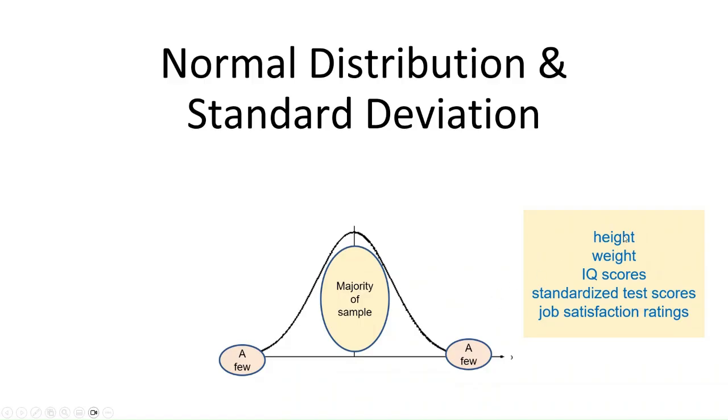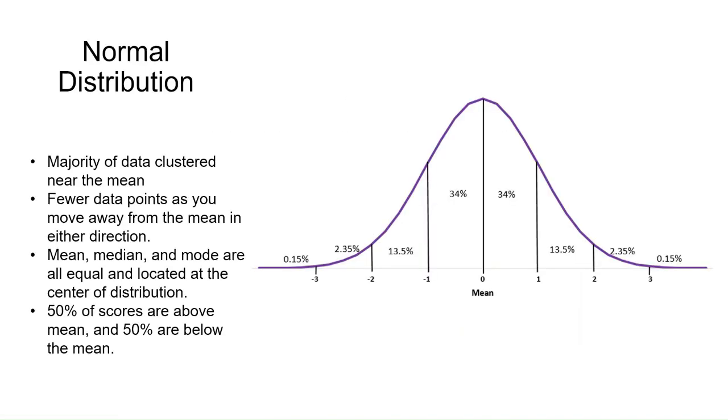Think about things like height, weight, IQ scores, standardized test scores, like the SAT, or even job satisfaction ratings. These often follow a normal distribution. One key feature of a normal distribution is that the mean, median, and mode are all the same, and they're located right in the center of the curve. When data follows a normal distribution, we can make some helpful predictions about how data is spread out.